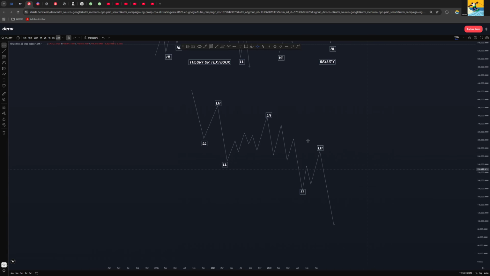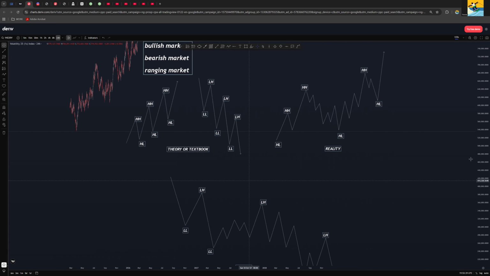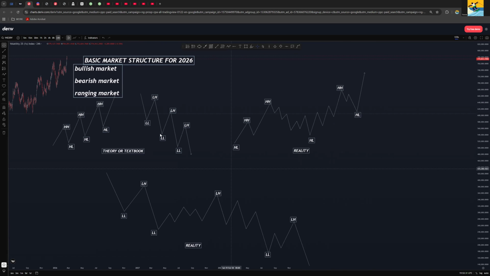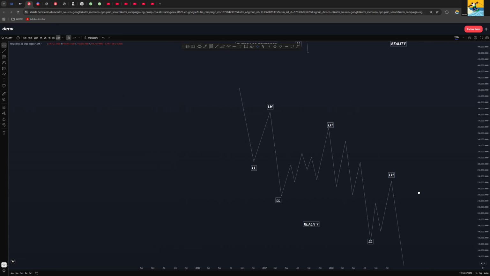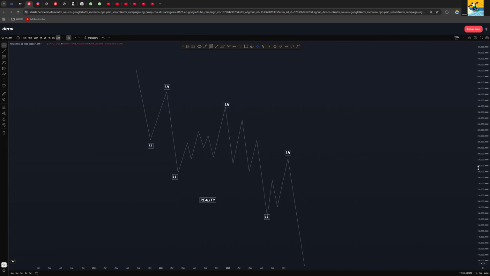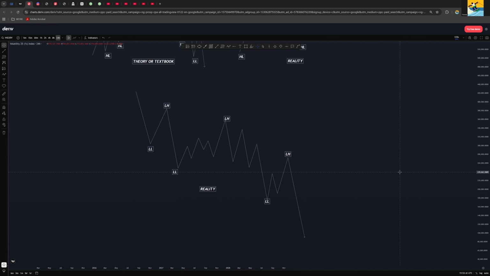So this is the actual reality. And you see it's different from the textbook version, which is the basic lower lows and lower highs. But this is the actual reality of how the market moves. So now moving on quickly, this is a downtrending structure, like I said, which you can also call a bearish market.